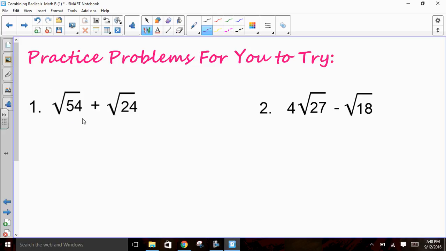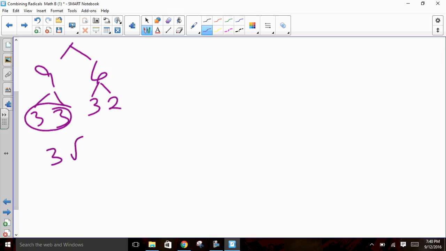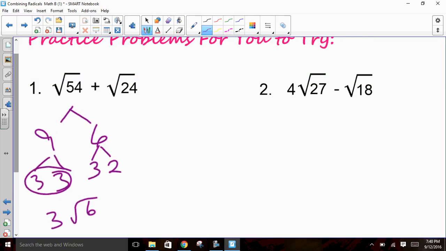So 54 is broken down into 9 and 6. 9 is perfect with 3 and 3. 6 is 2, 3, and 2. I only have one set of group coming out, so I'm going to have a 3, square root 6 hanging out. Because again, 2 and 3 have no other buddies. I keep those underneath that square root with multiplication.